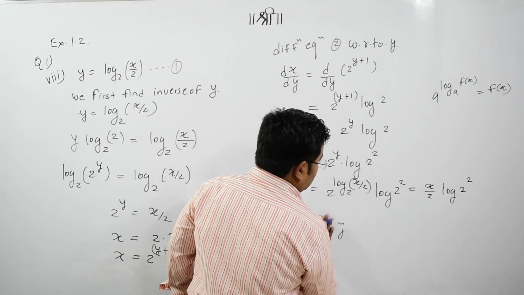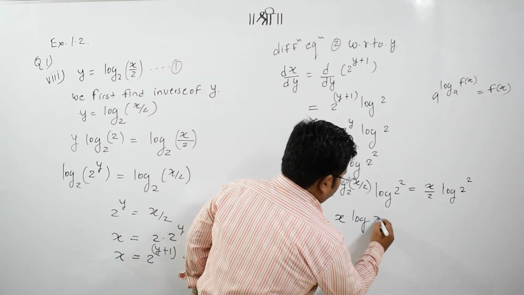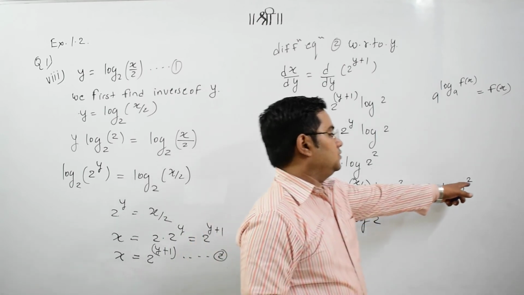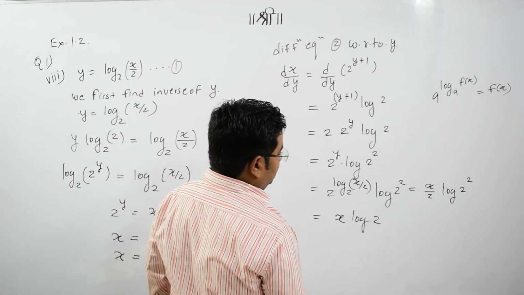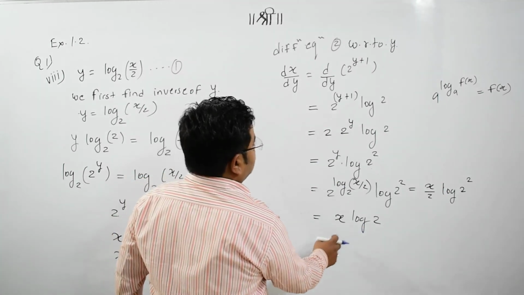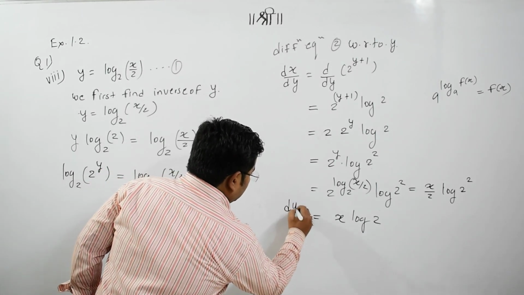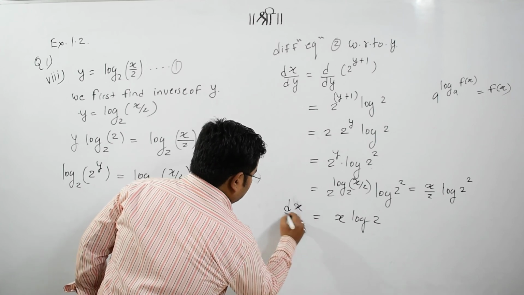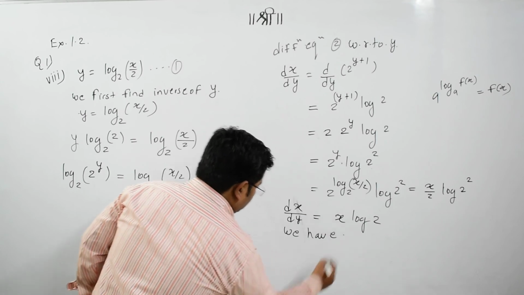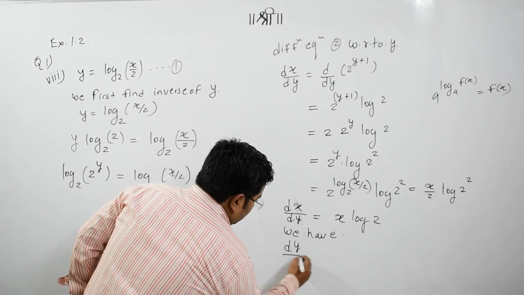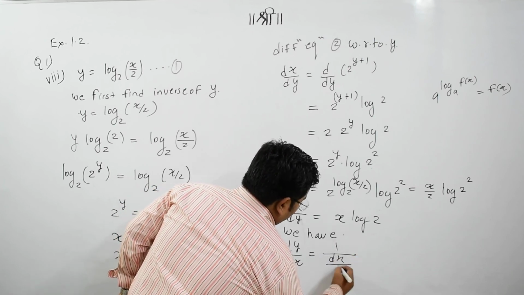Otherwise you can write this equation as x log of 2. Why? Because that 1 by 2 goes here and this power will vanish, and therefore you will get the value as we have written. Now this is the most important step. Substituting these values, we have dx upon dy, and dy upon dx is equal to 1 upon dx upon dy.